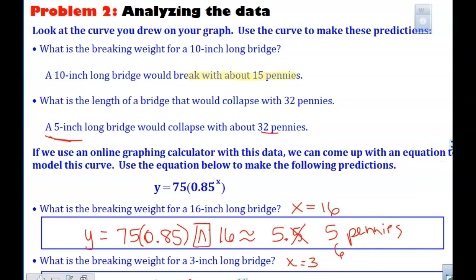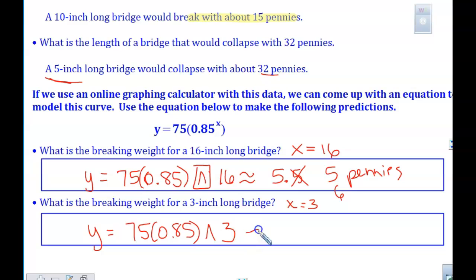Someone want to tell me what they got when they put it in? Camden, what did you get? I got 46. 46. Does that sound about right to everyone? 46 pennies. So it should hold more.